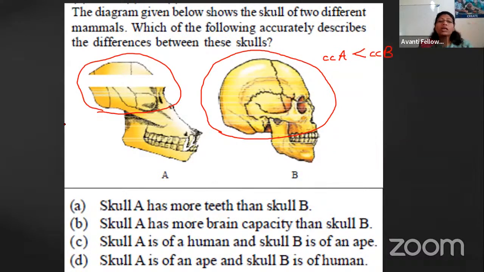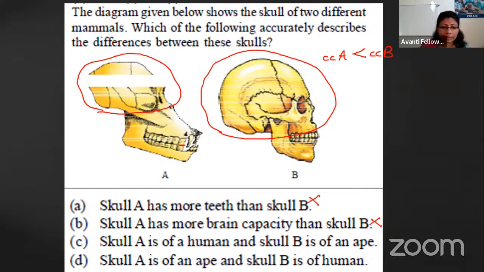Okay, let's move to our options first. Option A says the skull A has more teeth than skull B. How can we say that? You can see the size of the teeth is bigger in skull A as compared to B, so we cannot go for this statement. Then option B says the skull A has more brain capacity than skull B. But we have already proven that skull A has lesser brain capacity than skull B. So this also cannot be our answer.